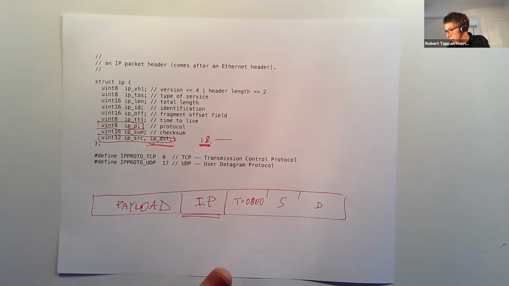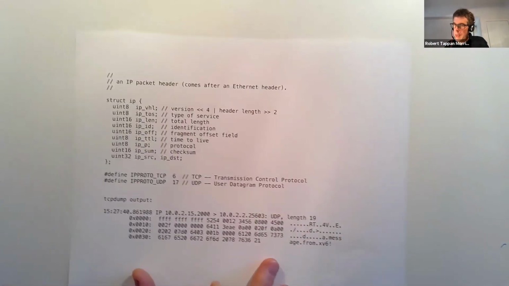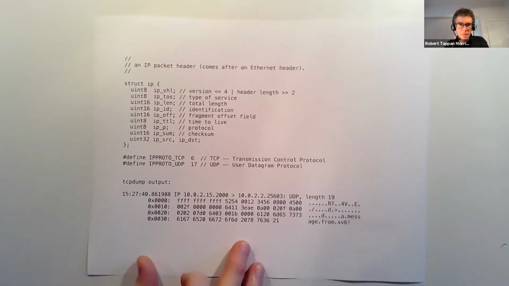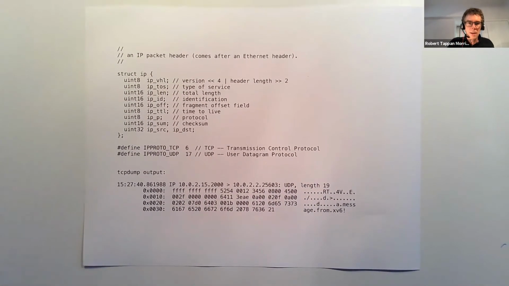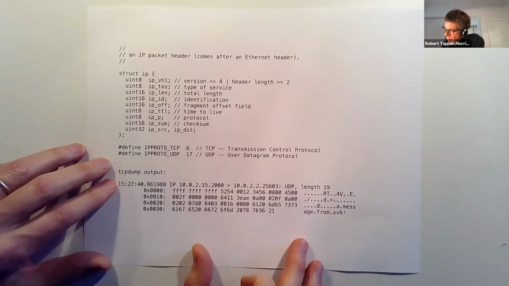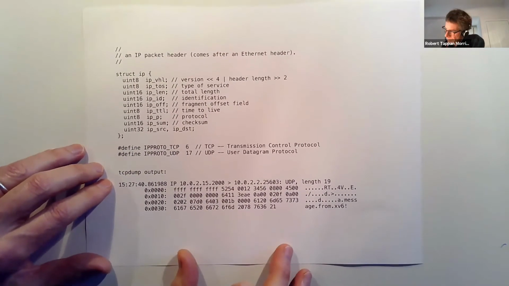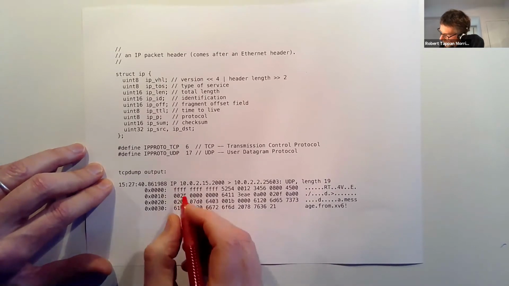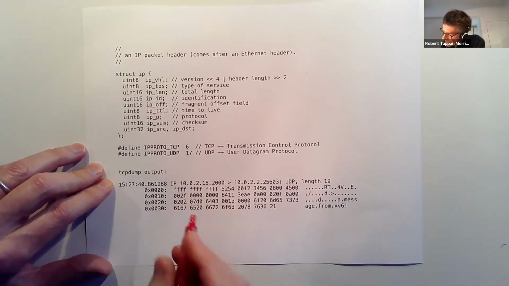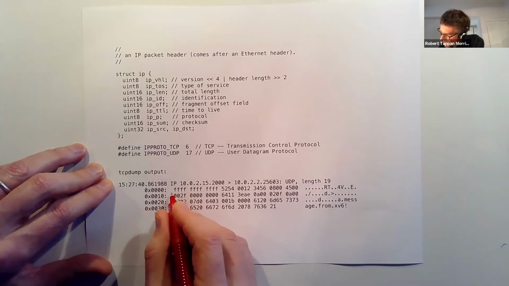So let me show you again tcpdump output, again actually taken from the lab, that includes an IP header. Okay, so we can parse this packet. Because it was sent over the Ethernet, it starts with an Ethernet header.